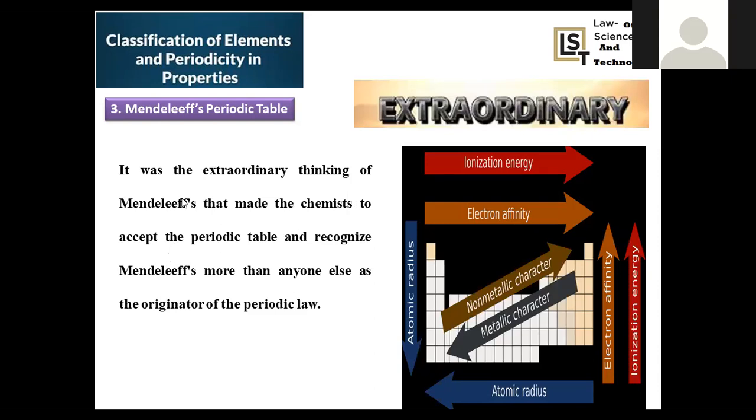In Mendeleeff's periodic table, it was his extraordinary thinking that made chemists accept the periodic table and recognize Mendeleeff, more than anyone else, as the originator of the periodic law. Most chemists strongly agreed with his vision, his arrangement of all the elements known at the time, and their properties were mostly satisfied. He gave an explanation that satisfied the chemists doing research on it. That's the reason why it was the widely accepted theory for the classification of all the elements at the time.